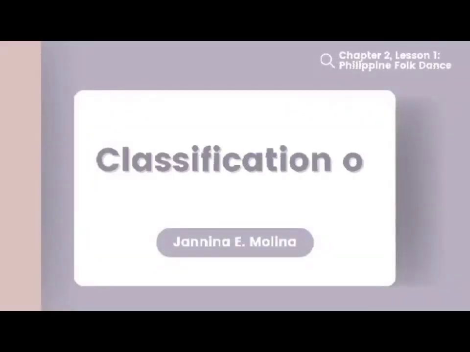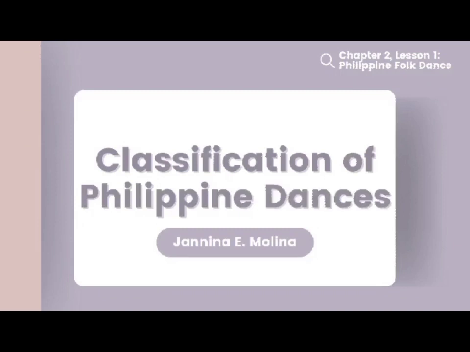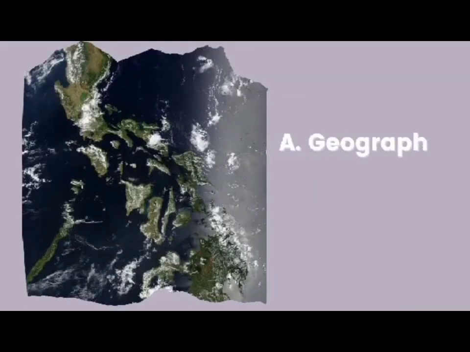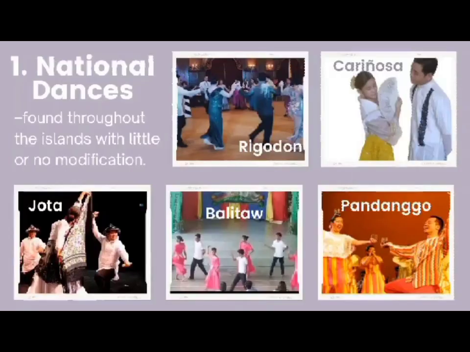Good morning everyone. So today we will discuss classification of Philippine dances. General classification. So we have geographic extent of a region. So in geographic extent of a region, we have national dances and local dances. So first we have national dances. It is found throughout the islands with little or no modification, and it is a well-known kind of dance across the country. So examples of national dances, we have Rigodon, Cariñosa, Jota, Balitaw, and Pandango.